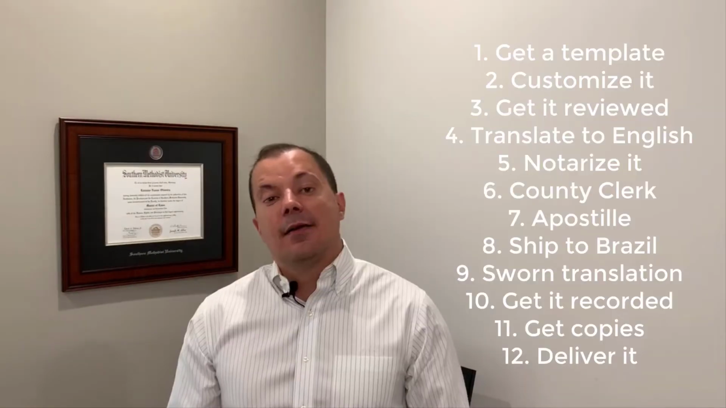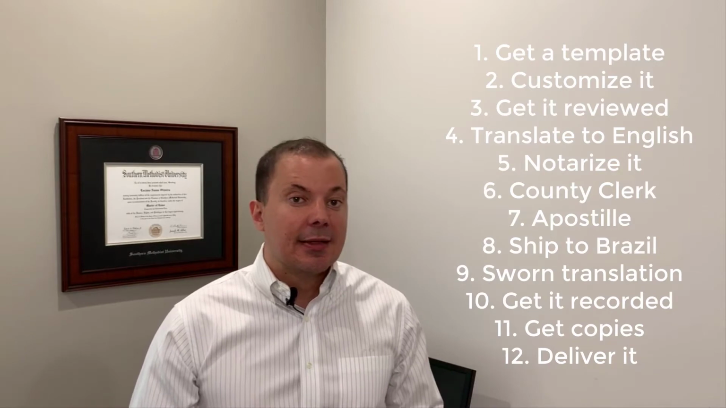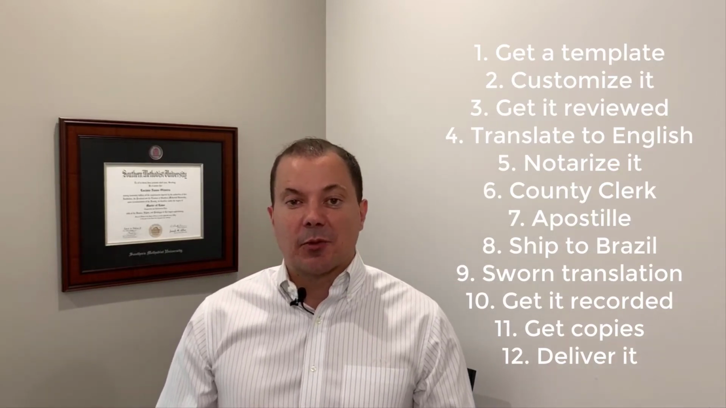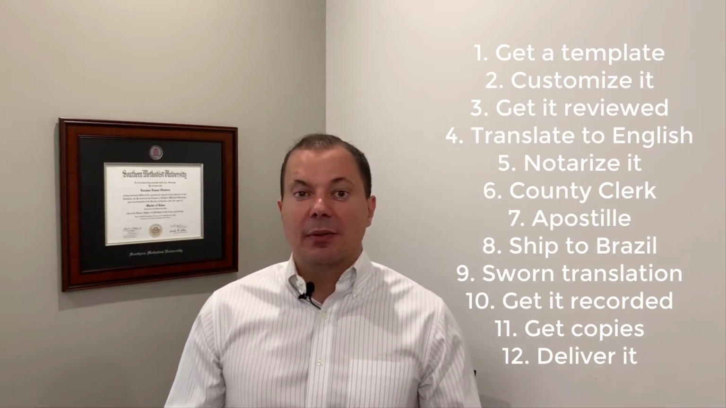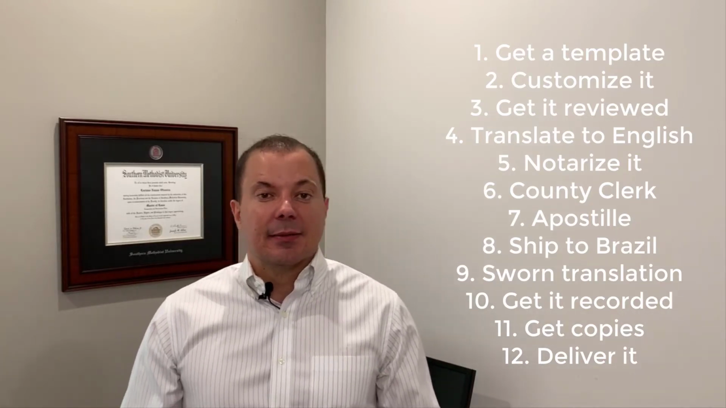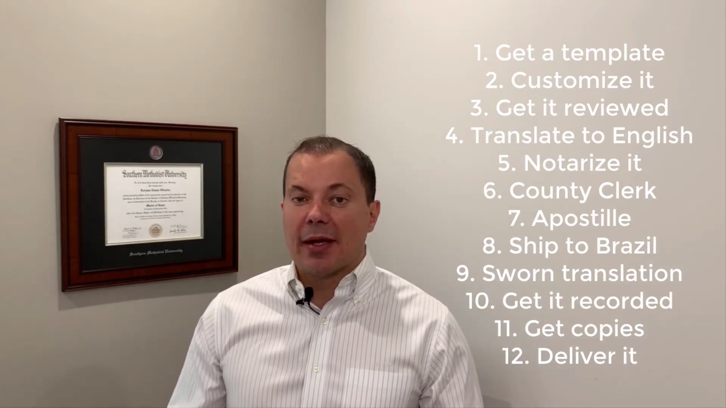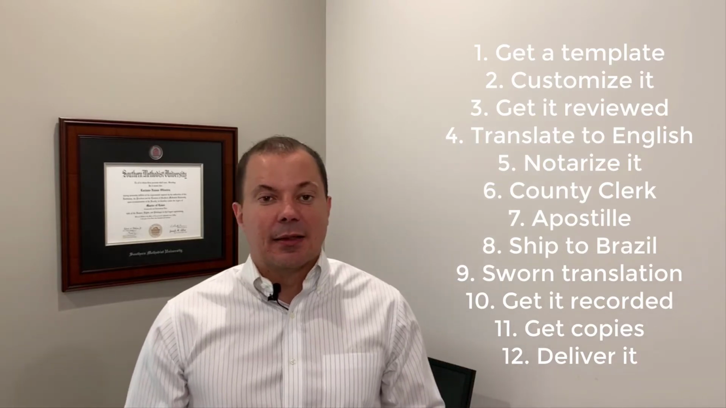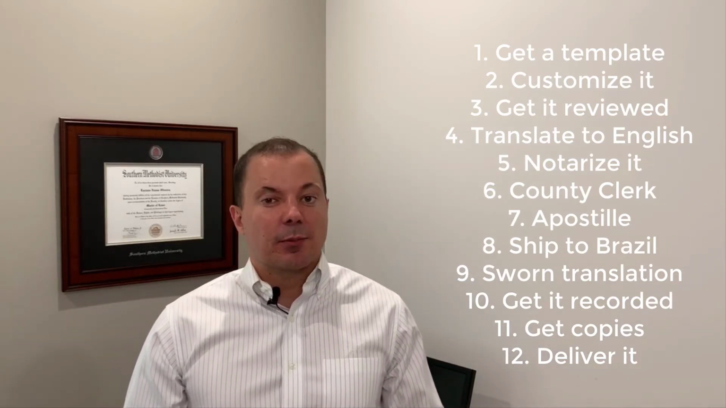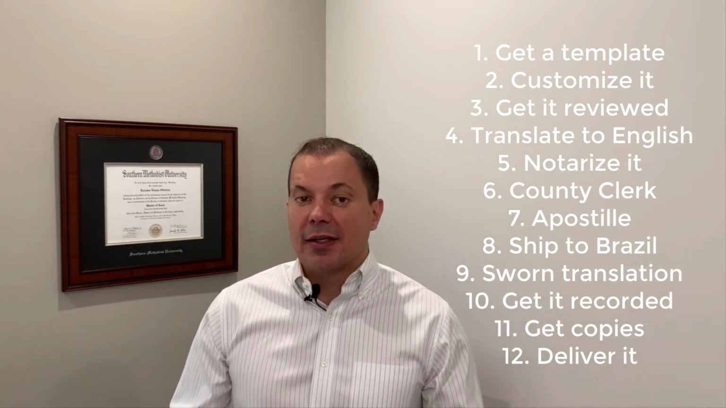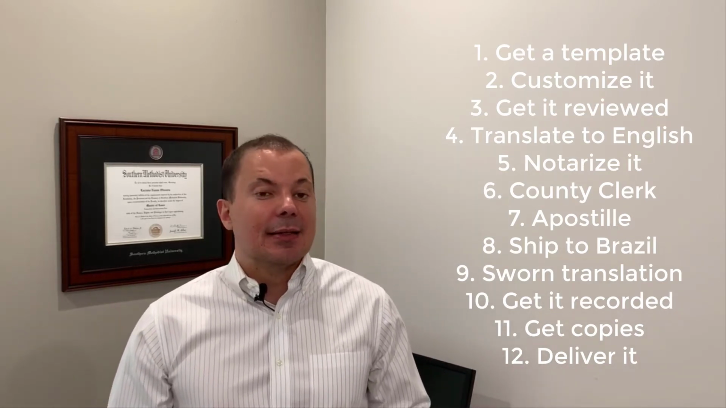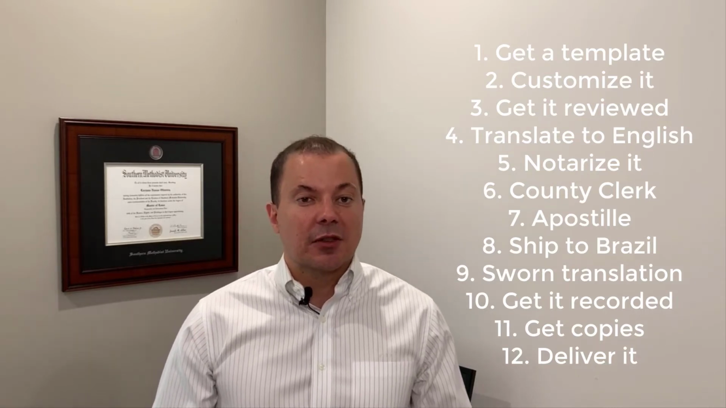This said, the main steps that we're going to be discussing here, and by main steps, I mean we're not talking about every single step involved, are the main steps for your lawyer to complete. Number 1, get a template from the registration office. Number 2, complete and customize the template. Number 3, have the customized POA reviewed by the registration office. Number 4, have the POA translated from Portuguese to English. Number 5, take the POA to the notary public. Number 6, take the POA to the county clerk.